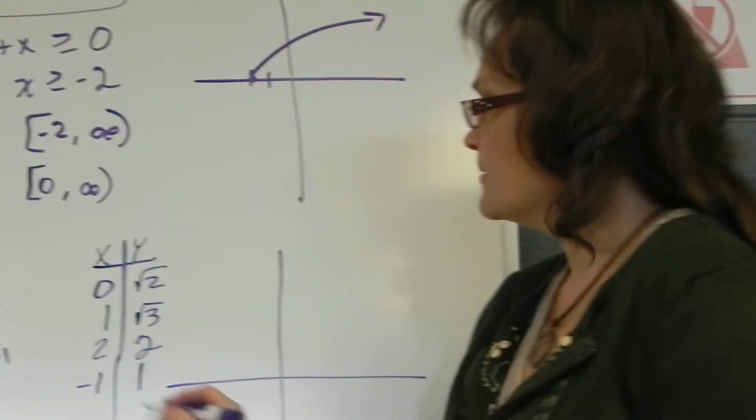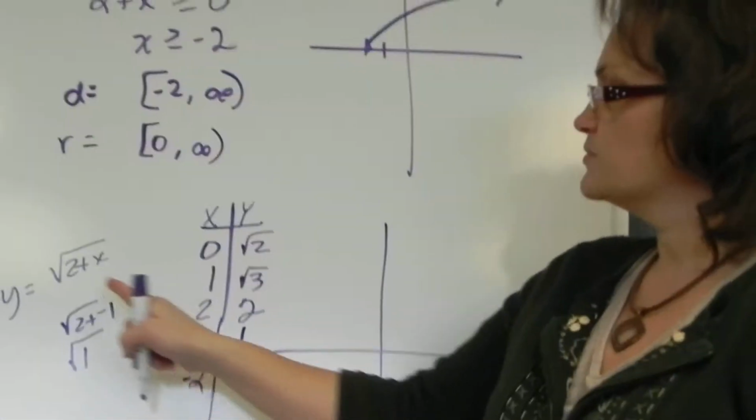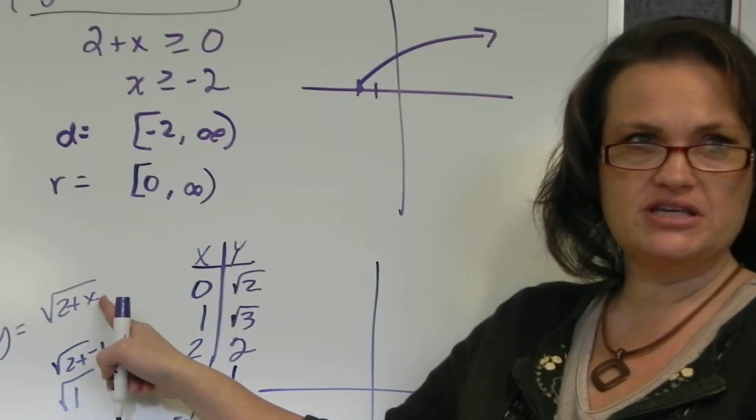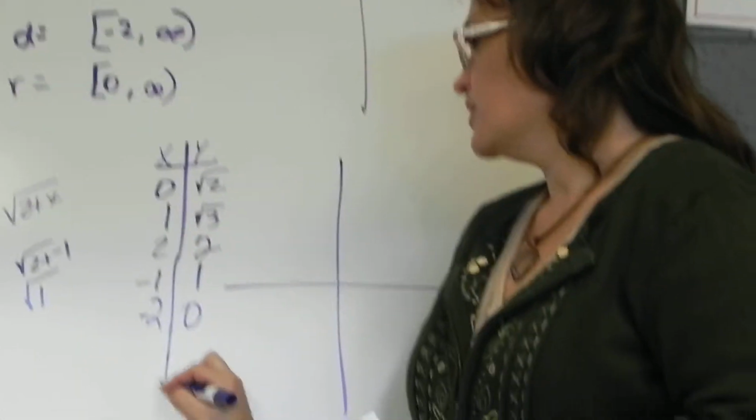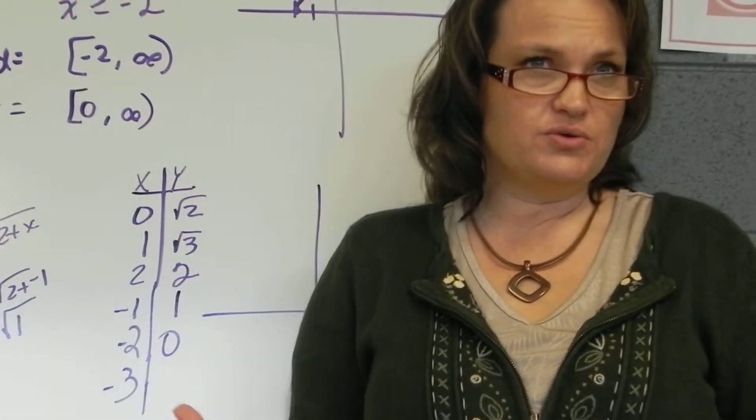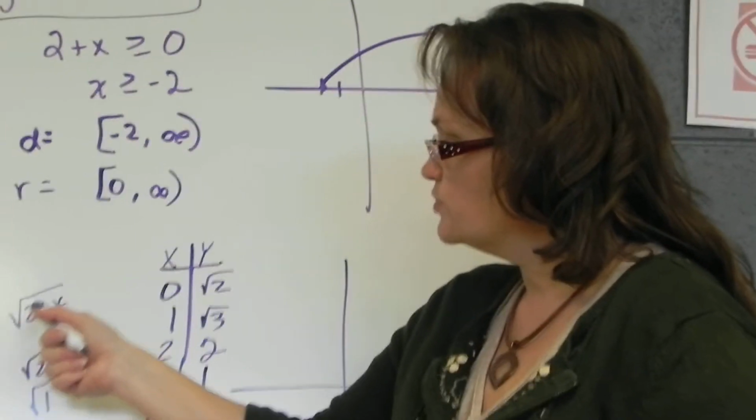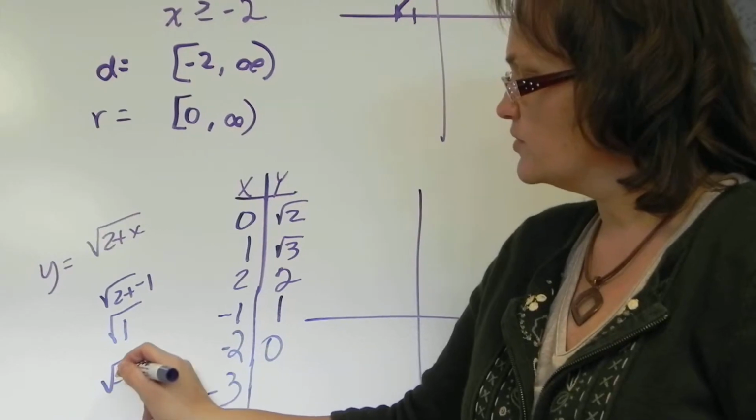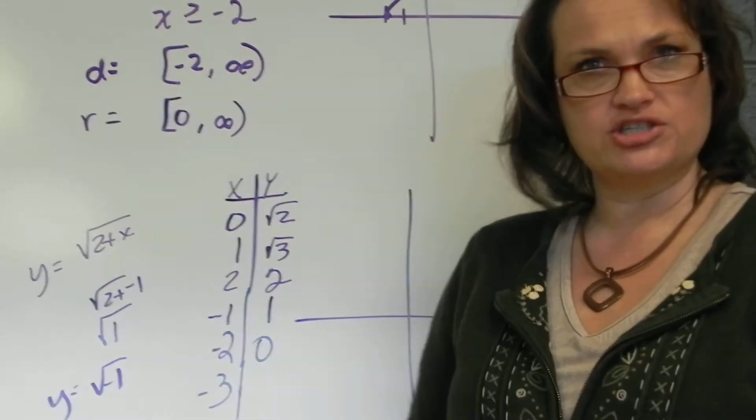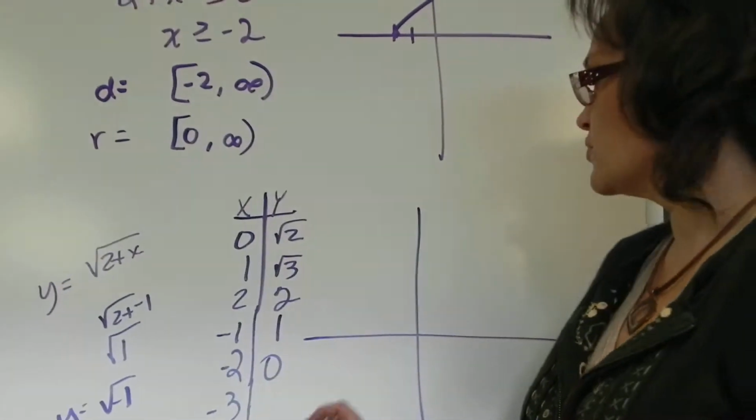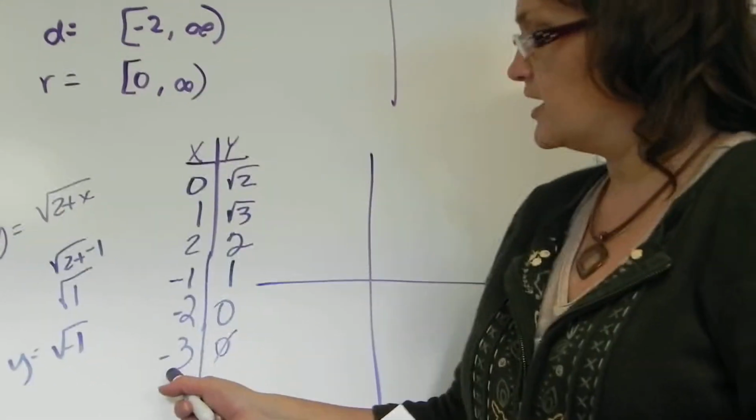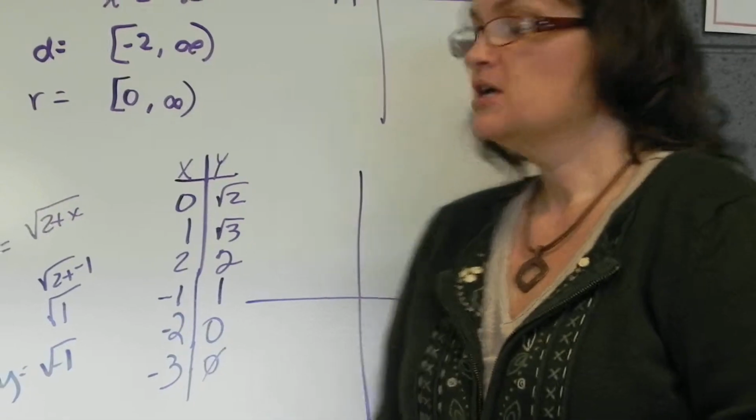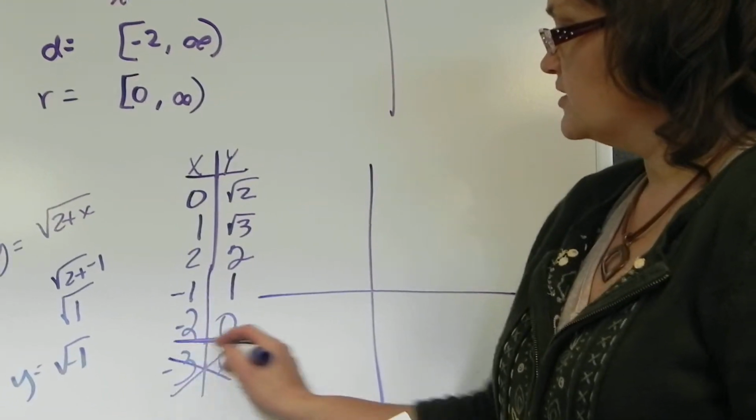So that was okay. Can you plug in negative 2? 2 plus negative 2 is 0. The square root of 0 is 0. Well, can I plug in negative 3? And that's when you get an error message. 2 plus negative 3 would be the square root of negative 1, which is imaginary. We won't be graphing imaginary numbers, so we can't do that. So negative 3 is not in the domain. So there was a cutoff point at negative 2.